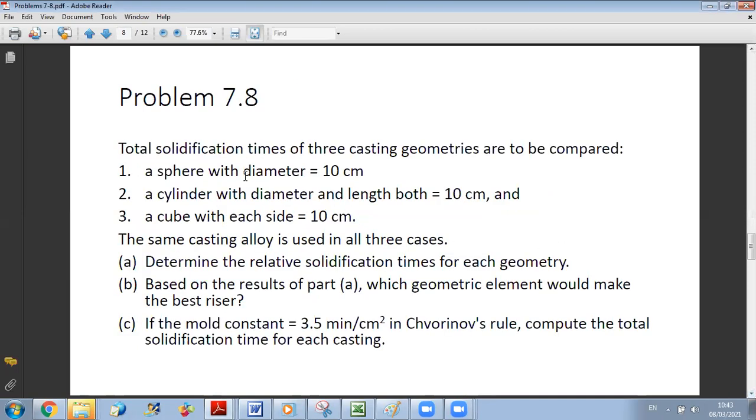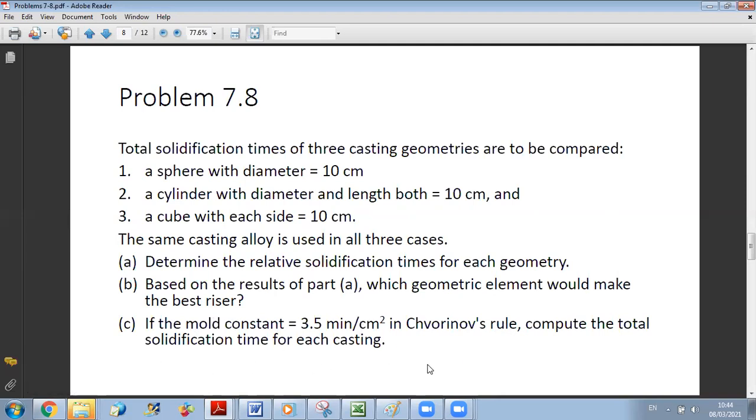Another problem: the total solidification times of three casting geometries are to be compared. The first is a sphere with a diameter of 10 centimeters. The second is a cylinder with diameter and length both equal to 10 centimeters, and a cube with each side equal to 10 centimeters. The same casting alloy is used in all three cases. The first question is to determine the relative solidification times for each geometry. Then, based on the results of part A, which geometric element would make the best riser? And finally, if the mold constant is 3.5 minutes per centimeter square in Chvorinov's rule, compute the total solidification time for each cast.